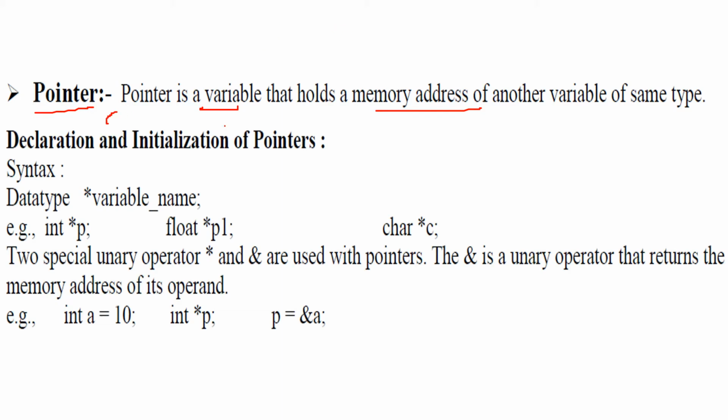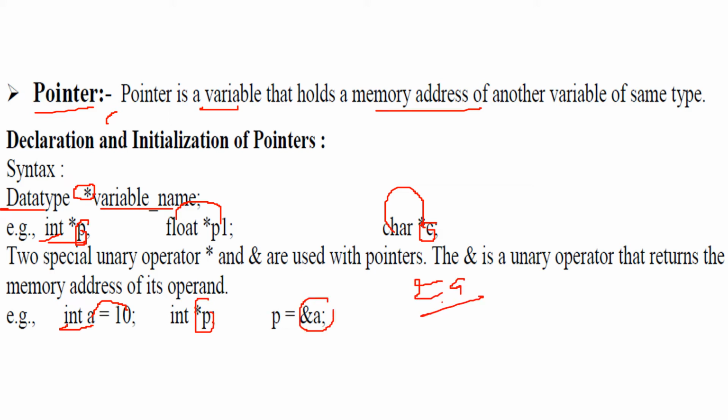So how to declare and initialize pointers? The syntax is quite easy. You have to say the data type, use a star, and then the variable name. So int *p is a pointer p which is able to hold the address of an integer variable. This p1 will hold the address of, say, a float variable. This c will hold the address of a character. So how to do it? See, int a is 10. Now this is a pointer p, so p will hold the address. Ampersand a will take out the address of a, and it will assign it to p, and p is able to hold the address of this variable.